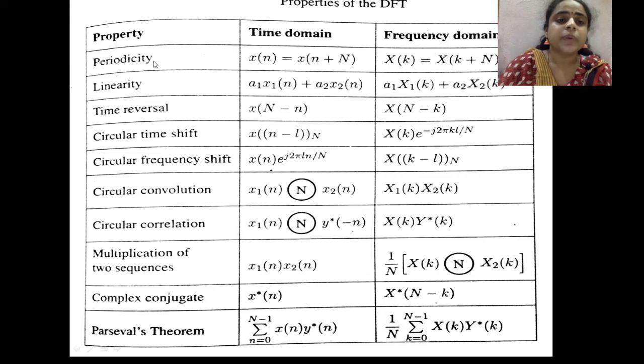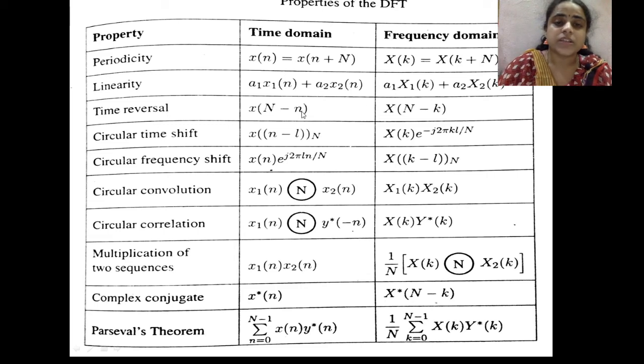So periodicity property. In time domain, it is x of n is equal to x of n plus N. In frequency domain, it is capital X of k is equal to capital X of k plus N. Remember, small x or small f is used in analog domain, whereas in frequency domain, you have to use capital X and capital K. So this is the linearity property, nothing but homogeneous expression.